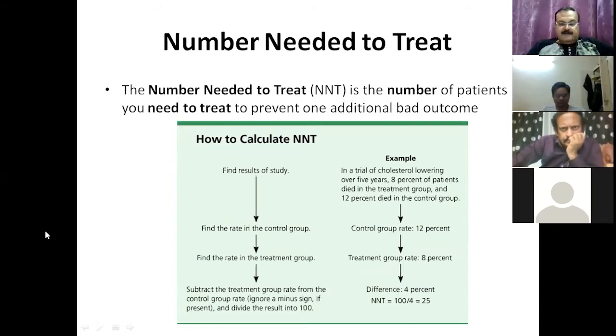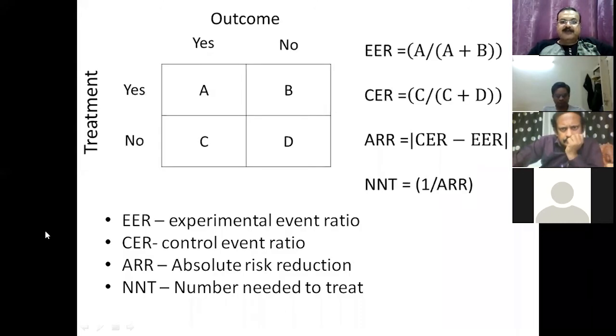The mathematical expression of number needed to treat is given here. Basically, we are looking at two things. One is the outcome, which could be death, which could be disease-free survival. And on the other hand, we have treatment.